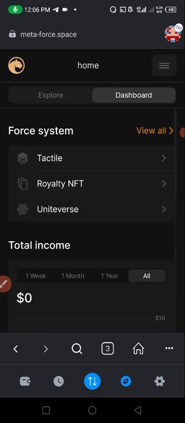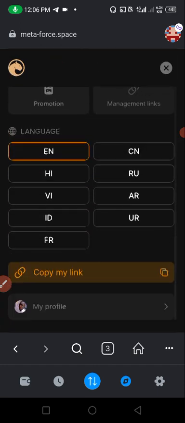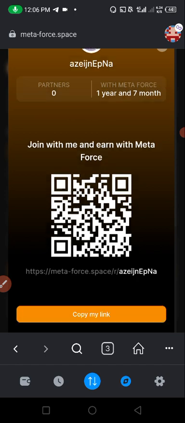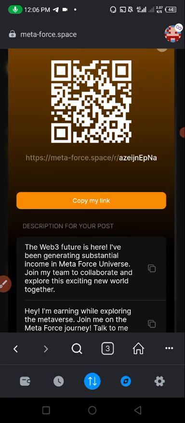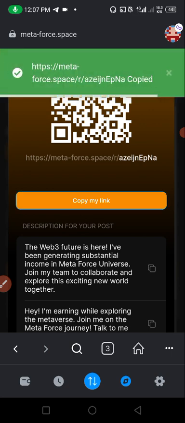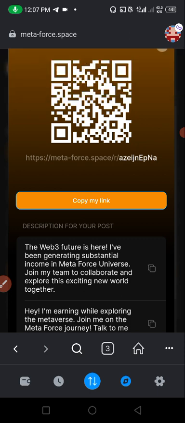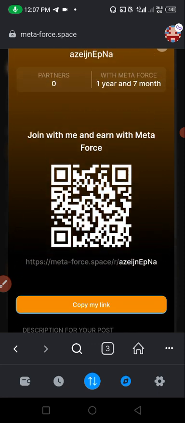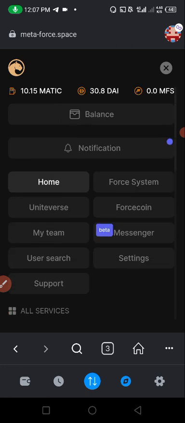You can come to your menu bar, go to copy link, and then copy your account referral link. Copy your account referral link if you want to register anybody on MetaForce. So once you're done with that, you can just click on the cancel button at the top. Then it will take you back to this place.